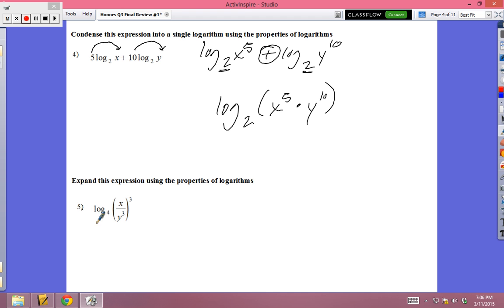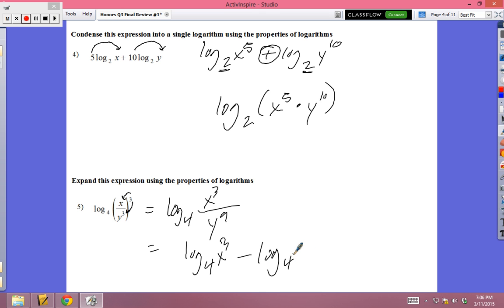And then number 4, you're given a single logarithm, but you need to expand it using these same properties. So move number 1, take this 3 to both exponents. So it's going to be log in base 4 of x to the 3 over y to the 9. And now division is linked with subtraction. So my next move is going to be log in base 4 of x to the 3 minus log in base 4 of y to the 9.